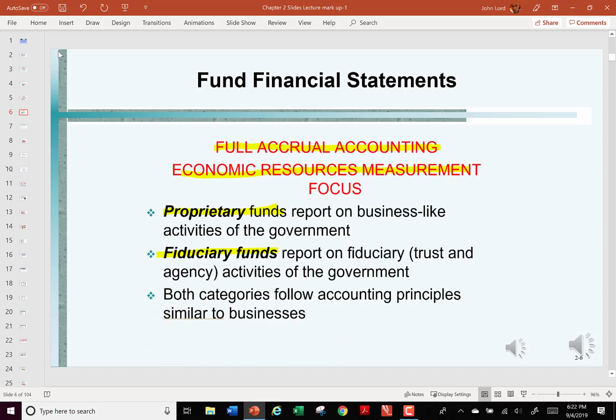Okay, now when we get to our proprietary funds, our fiduciary funds, we are back to full accrual accounting, economic resources measurement focus. So the only time that you've got to deal with this kind of strange approach of modified accrual accounting, current financial resources measurement focus, is when you're dealing with our governmental funds, right? The government-wide statements, the proprietary statements, the fiduciary statements all use full accrual accounting, economic resources measurement focus, and the government-wide statements have what? Have the operational accountability, right?